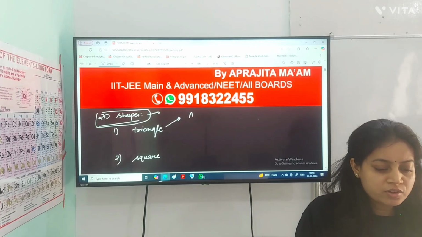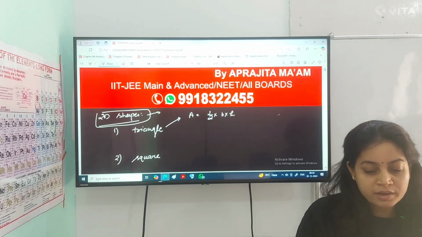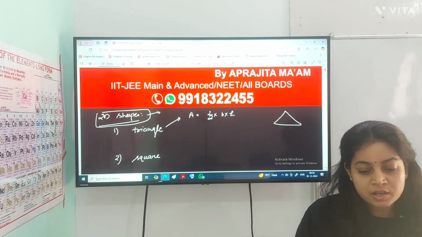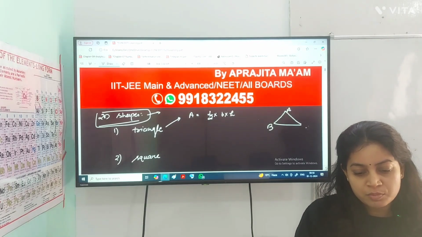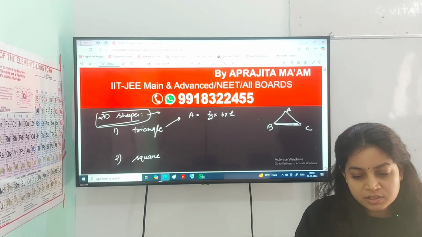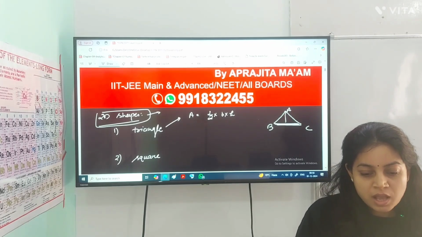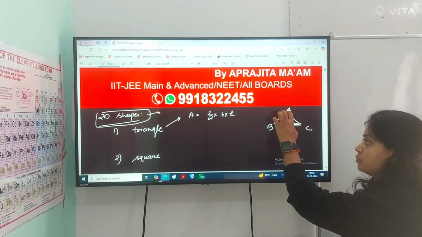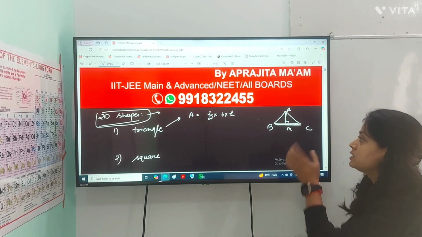So I'll go for the area. So what is the area of the triangle? We all know that it is 1/2 into base into height. What is base and what is height? If I'm taking the triangle ABC, if this side CB is the base, then this altitude I'm drawing, AM, will be the height.